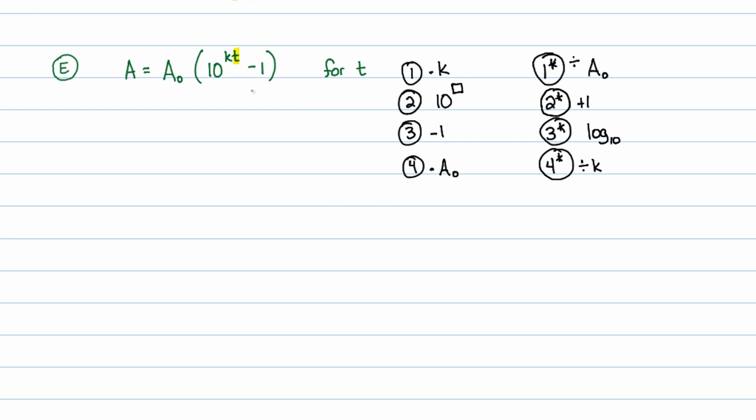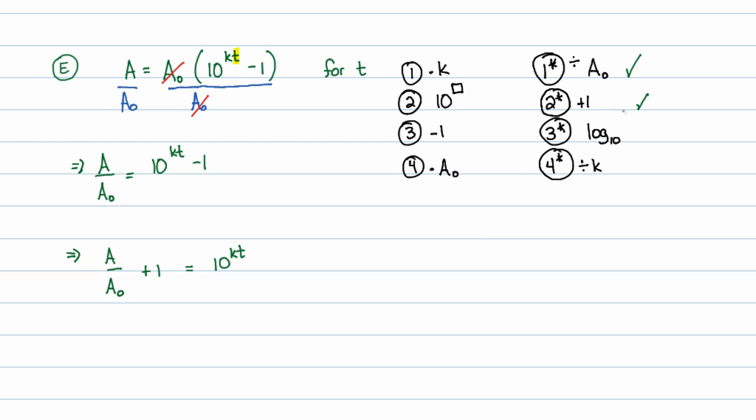First thing I'm going to do is divide by a naught. So here we are, a naught, a naught. On the right hand side, those pictures are exactly the same, so I get to cancel them. On the left hand side, they're not exactly the same, so they don't cancel. They just are rewritten as a over a naught. And that equals 10 to the kt minus 1. So that takes care of that step. The next step says add 1 to both sides. I'm not going to show me adding 1 to both sides. I'm just going to do it. So that's a over a naught plus 1 is equal to 10 to the kt, and that minus 1 has been taken care of because I added 1 to it.